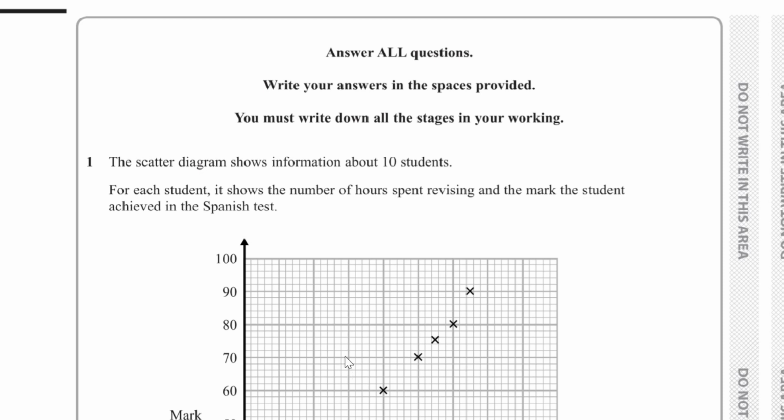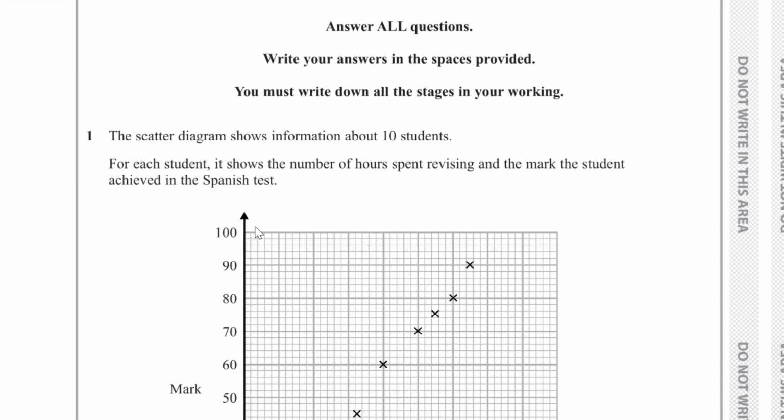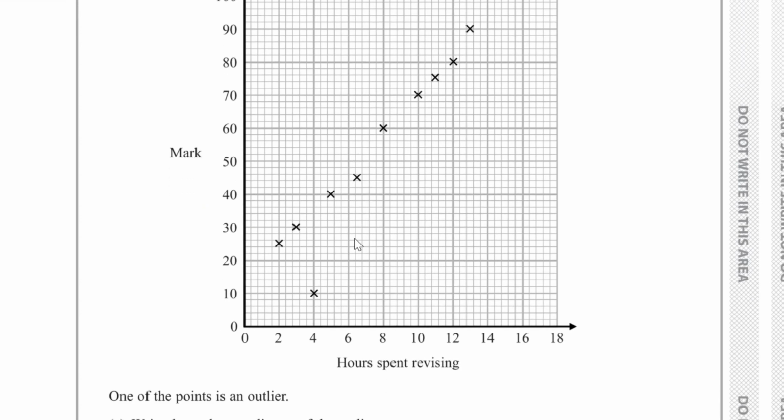Question number 1. The scatter diagram shows information about 10 students. For each student, it shows the number of hours spent revising and the mark the student achieved in the Spanish test, and that's what we see here.